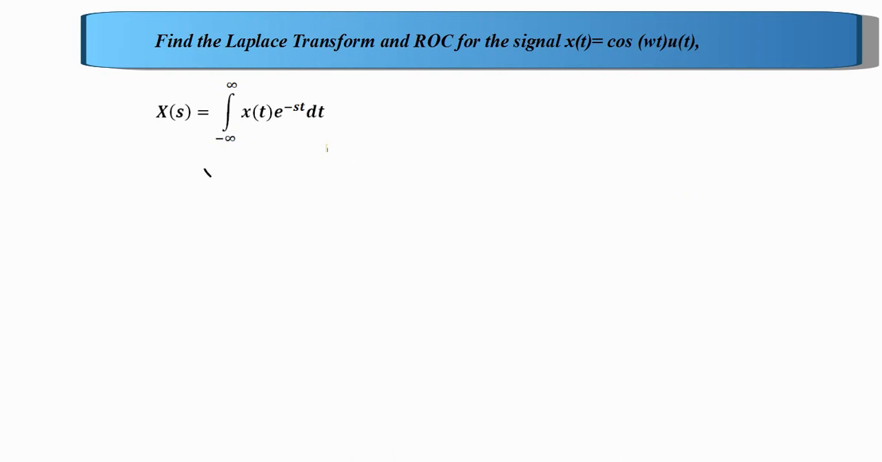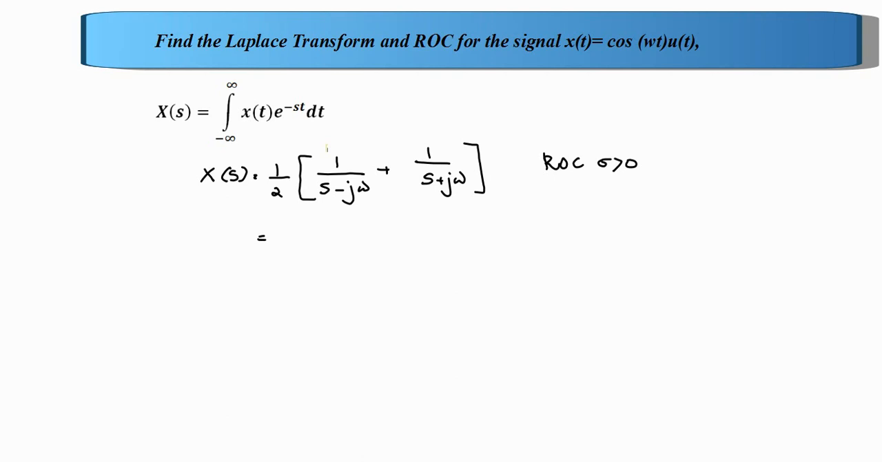The final answer will be like this: X of s is equal to 1 by 2 times 1 by s minus j omega 0 plus 1 by s plus j omega 0, and there is a condition for ROC that sigma greater than 0. Okay, and if you simplify this, you will get 2s divided by s square plus omega square. So the final result will be s by s square plus omega 0 square. Okay, here also it's omega 0.